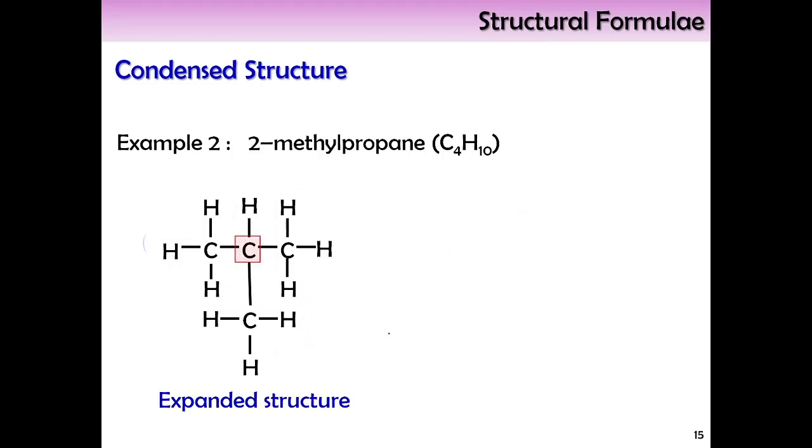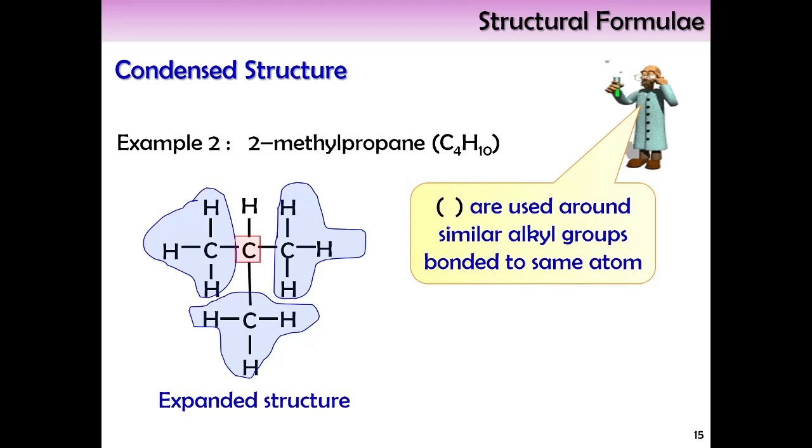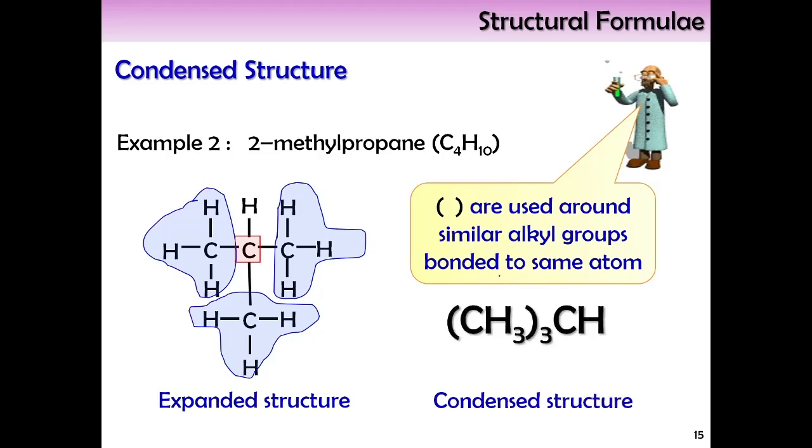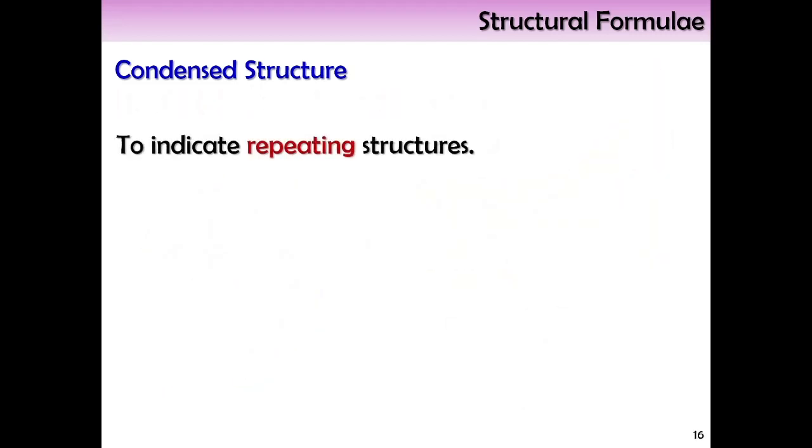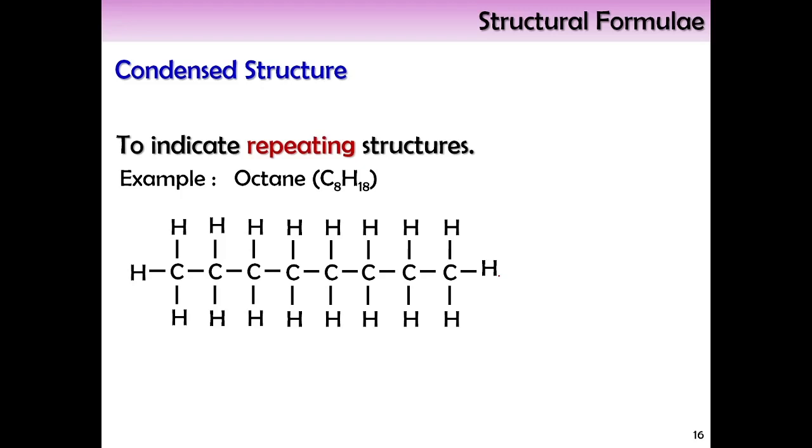So let's see the actual answer. Bracket is used around similar alkyl groups bonded to the same atom. This is what I said, similar groups attached to the same carbon. So the condensed structure can be like this. And that is the use of bracket in condensed structure. It can also be used to indicate a repeating structure. For example, octane here. The repeating structure is this part, CH2 CH2. How many times is this one being repeated? So we need to calculate.